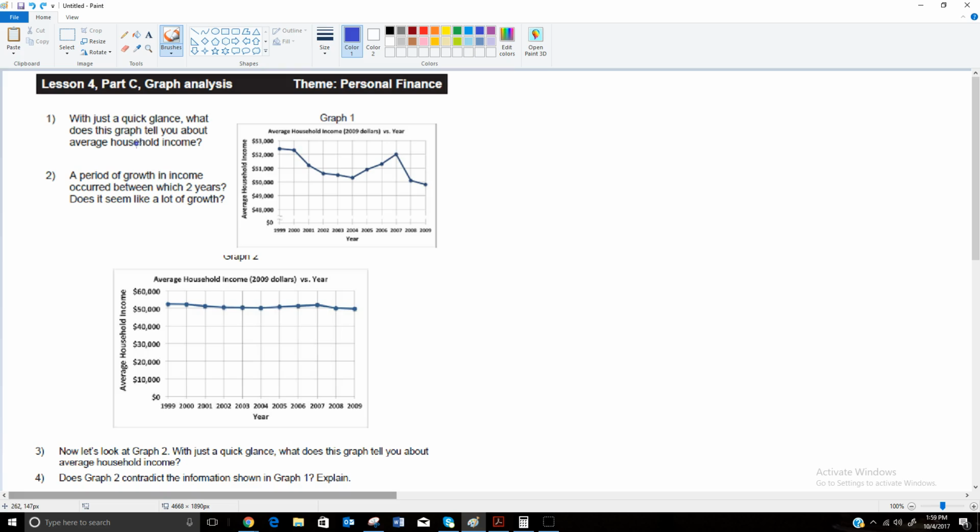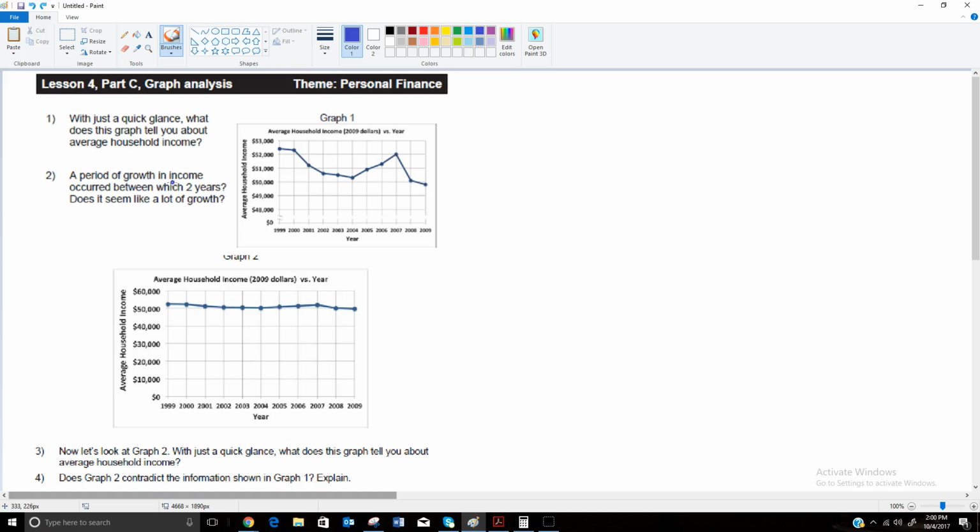So what does it tell you about average household income? Well, if we look at this line, some things that you might notice is it did fluctuate. It went down steadily for a period, then it rose up again, and then it dropped in this area, and from beginning to end it's gone downward. So from 1999 to 2009 the income went downward. So those are some things that you might note.